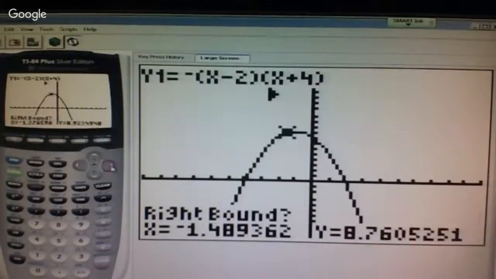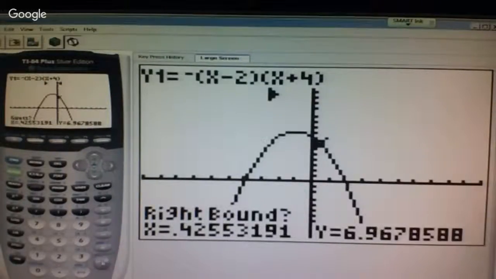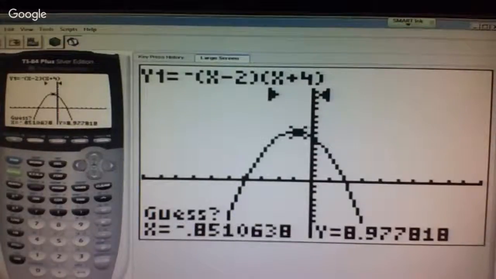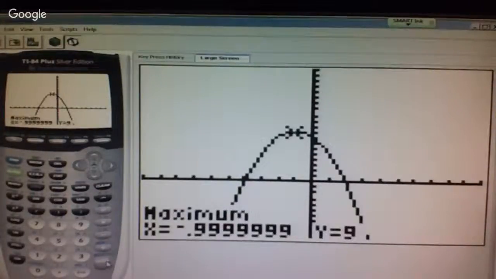Go back to the maximum where you think it's at. Now go to the right and hit enter. So what you've just done is you've told your calculator, my maximum should be somewhere in between this and this. Okay, it's somewhere in the middle between those two. So now I want you to guess. I want you to take it back as close to that maximum as possible and hit enter.